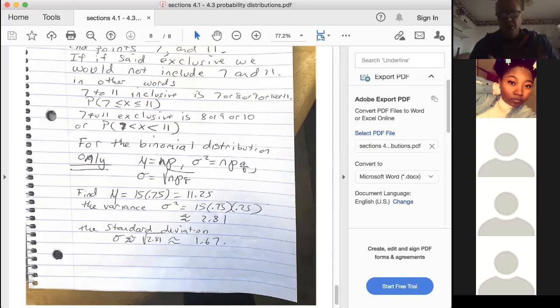Now, these shortcut formulas only work with a binomial. They don't work with a regular probability distribution. And so then the variance would be 15 times 0.75 times 0.25. Remember, Q is 1 minus P. That gives us 2.81. And we can take the square root of that, and that gives us the standard deviation. Okay, so for the binomial, since there are only 2 outcomes, those formulas are very much simplified.